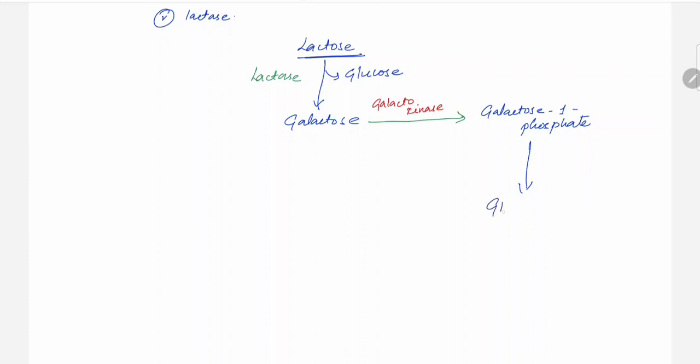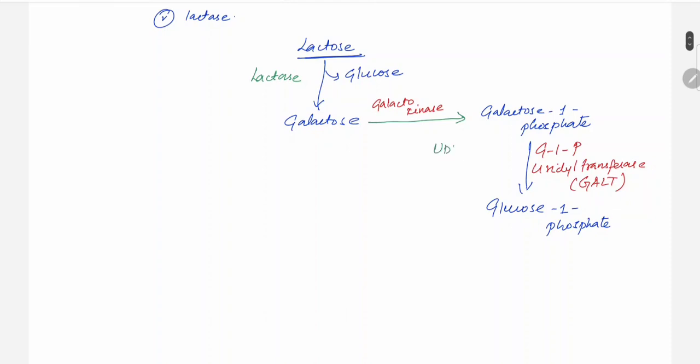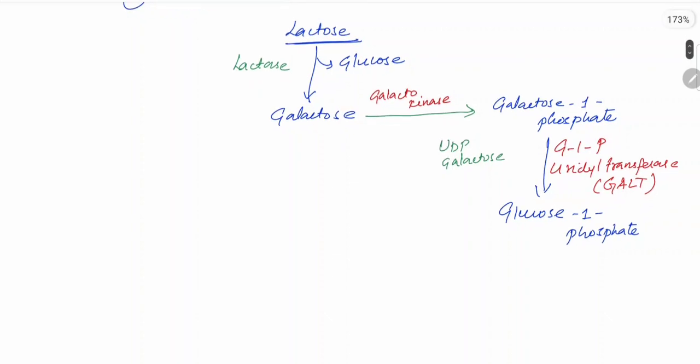is converted into glucose 1 phosphate with the help of the enzyme galactose 1 phosphate uridyl transferase. This is also called GALT, and there is also a requirement of one more substance called UDP galactose, which acts as a catalyzing agent.